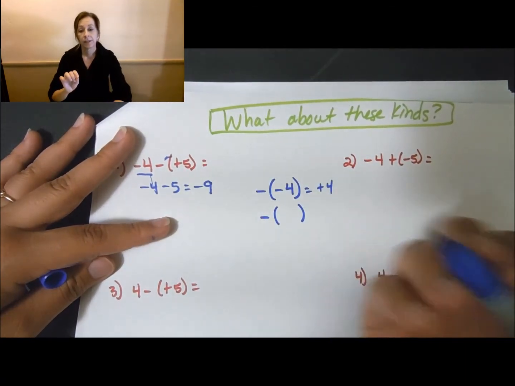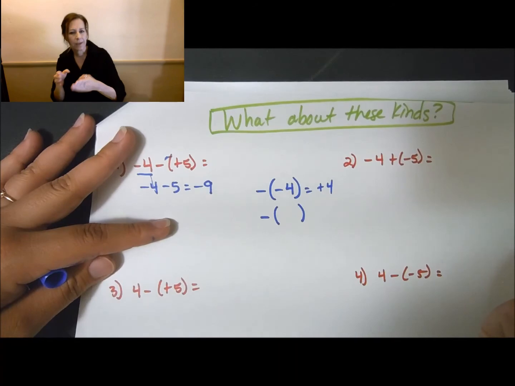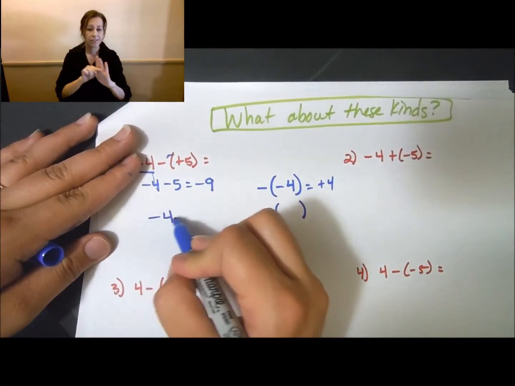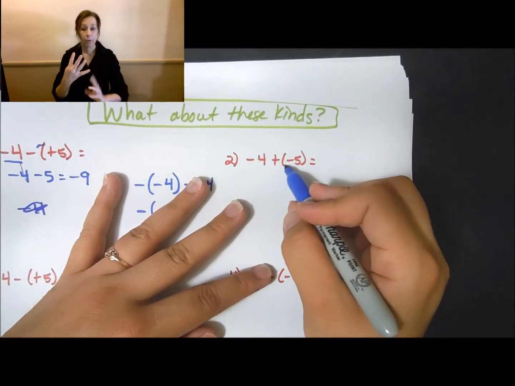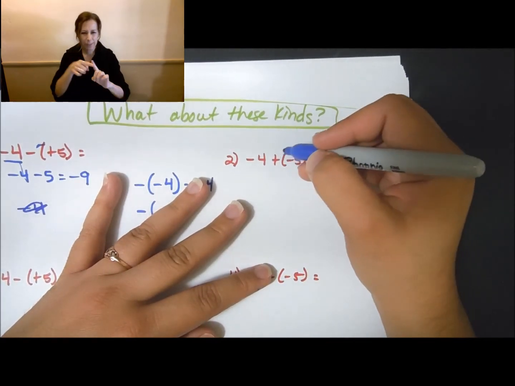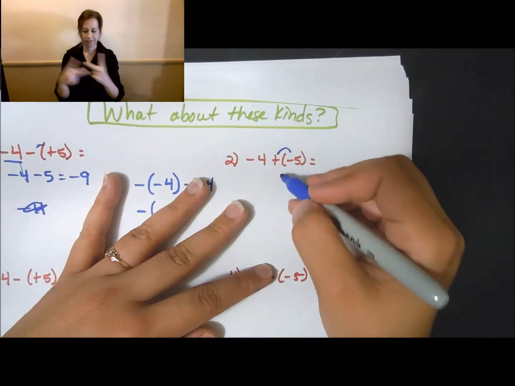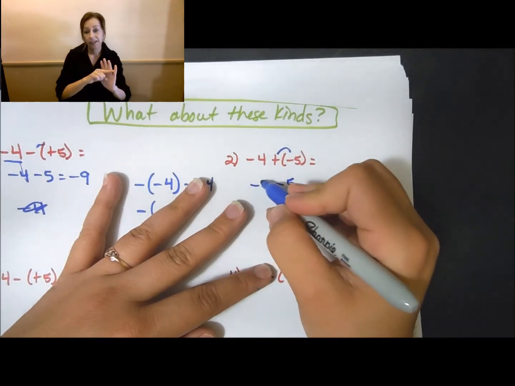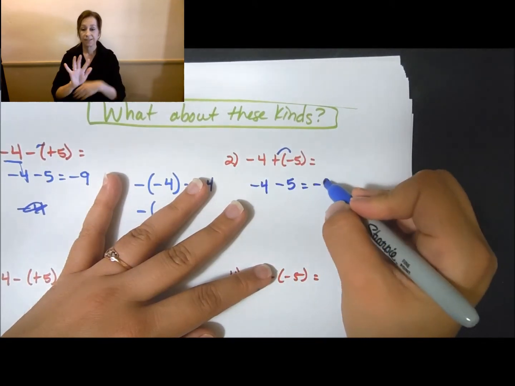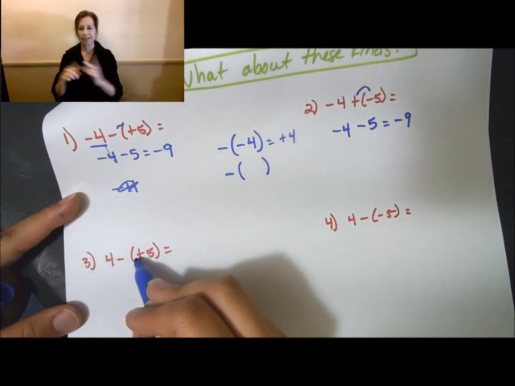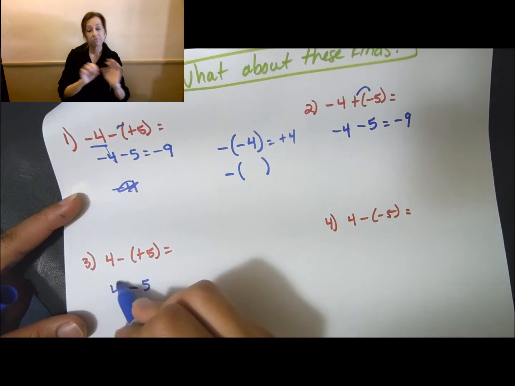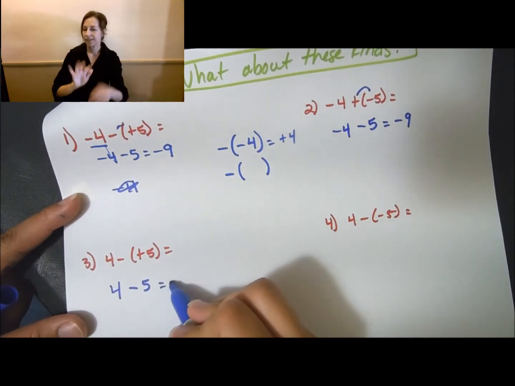But you can think of it that way, or think about this. I'll use this example: I have negative 4 plus negative 5. Well, think of this as multiplication. What's a positive times a negative? A negative. So negative 4 minus 5, still negative 9. Over here, a negative times a positive is a negative, and I get 4 minus 5, which is negative 1.